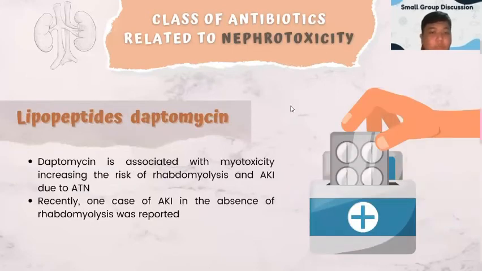The last one is lipopeptides, daptomycin. Daptomycin, a cyclic lipopeptide, exhibits rapid bactericidal activity against gram-positive pathogens. Daptomycin is associated with myotoxicity, increasing the risk of rhabdomyolysis and AKI due to ATN. Recently, one case of AKI in the absence of rhabdomyolysis was reported. In a randomized trial, renal dysfunction at the end of treatment involved 11% of patients taking daptomycin versus 26% of patients taking standard treatment. Thank you.